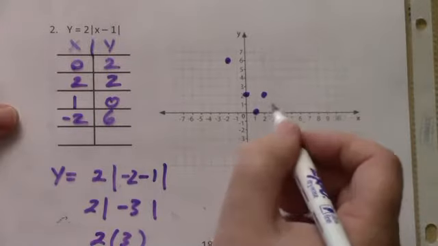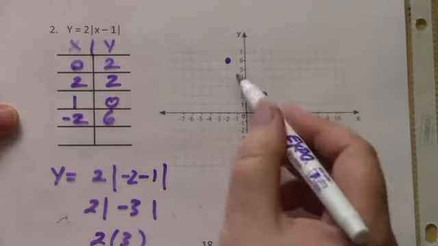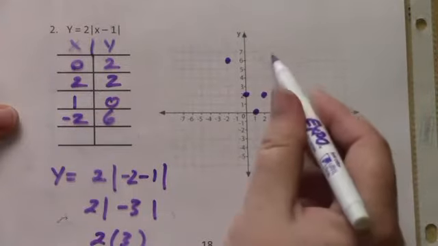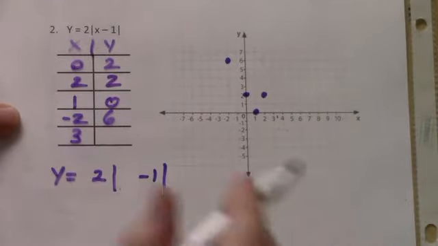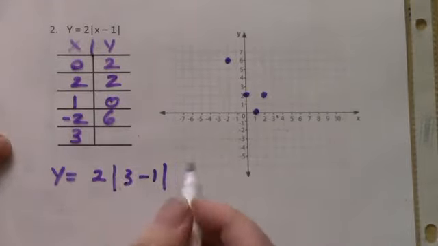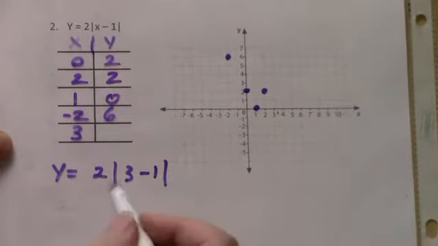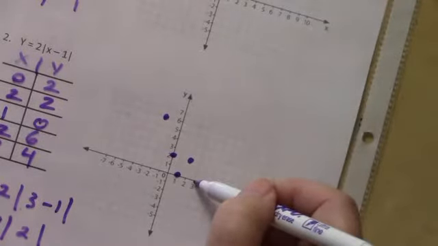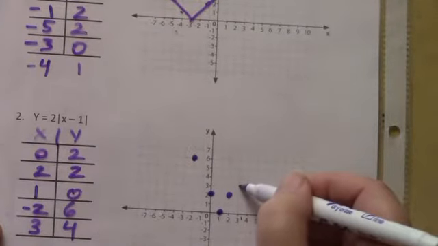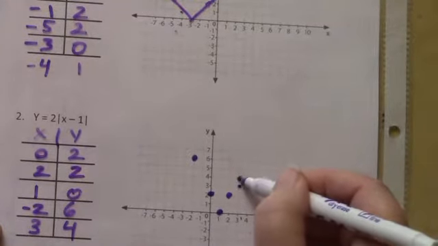Okay, and now let's make sure that we've found the bottom of our v. So let's test 3. Let's see what's going to happen along this line. So let's put 3 in there. So if x is 3, we're going to get 2 times 3 minus 1 is 2. So we end up with 2 times 2 is 4. So when x is 3, oops, there it is.